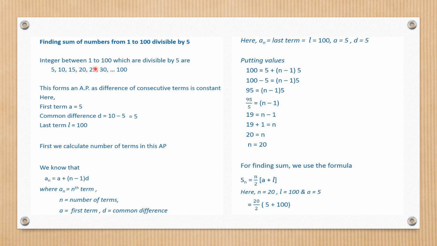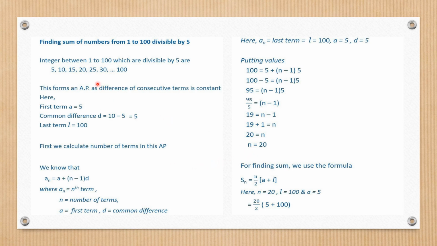Now, integers between 1 and 100 divisible by 5 are like 5, 10, 15, and so on, up to 100. It is again an AP with first term 5, common difference 5, and last term 100. I could just count, but it is better to use the formula an = a + (n - 1)d to find out how many numbers there are.